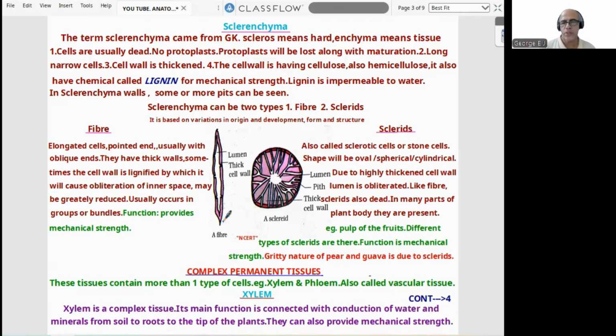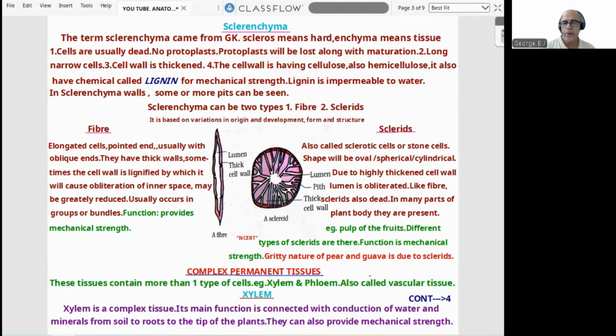Now the other side, it is sclerids. It is also called sclerotic cells or stone cells. The shape will be, as you can find in the diagram here, oval or spherical or cylindrical. Due to the highly thickened cell wall, the lumen is again obliterated, reduced. Like fiber, obliteration is there. Sclerids are also dead, like fiber.